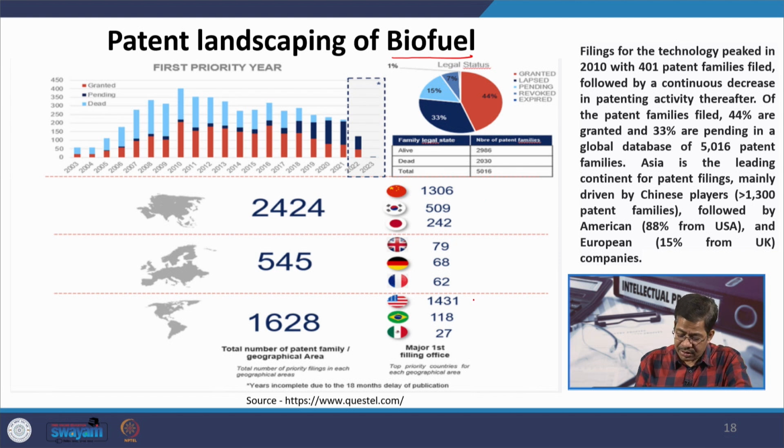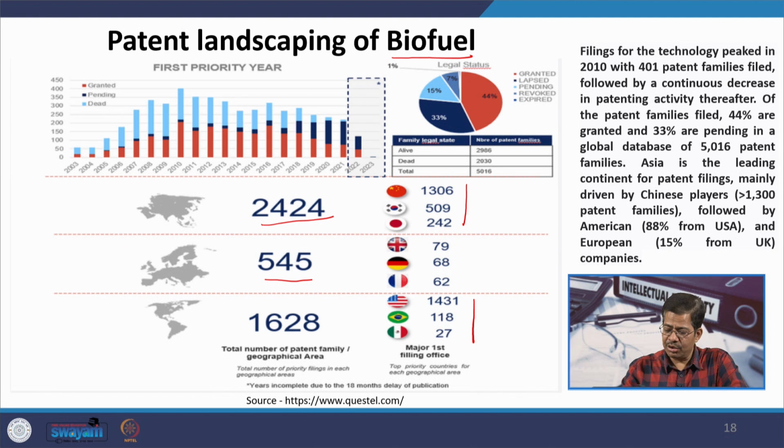So, this is one where you are talking of USA and Latin America, around 1628 patents are there. Then you have China and Japan and these areas, which is covering most of Asia. Then it is around maximum 2424, and the other part, mostly Europe, is covering around 500. So, you can say that the maximum research in the case of biofuel is happening either in the Asian continent or in the American continent.